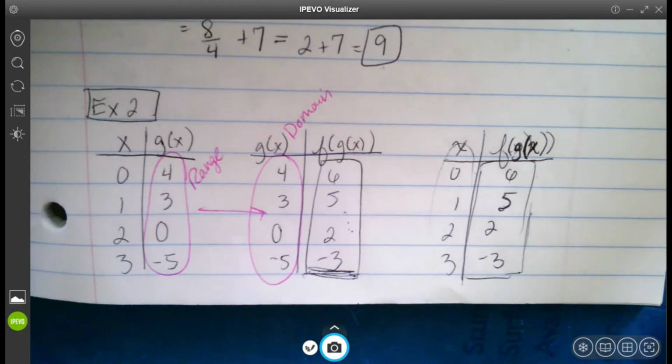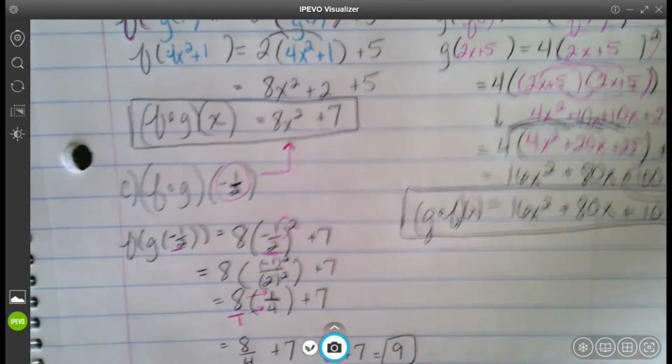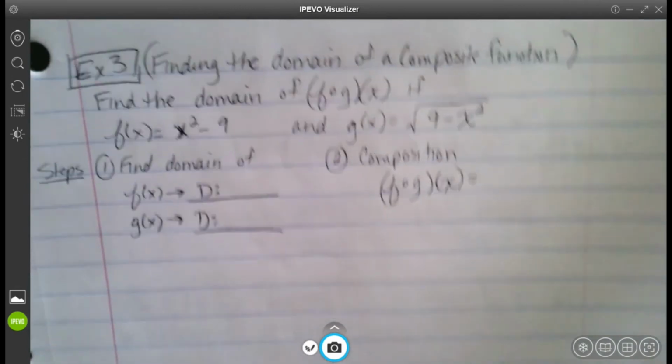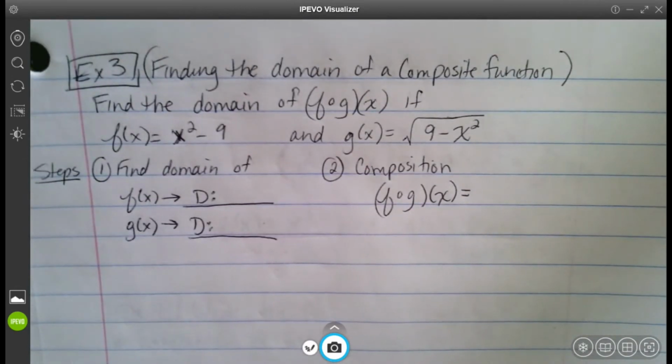Okay. All right, so we're gonna go ahead and move on. I think we are almost done. We got 2 more examples, I believe. Okay, so example number 3, finding the domain of a composite function. Okay, so now we're gonna find the domain of whatever it is that we do here.